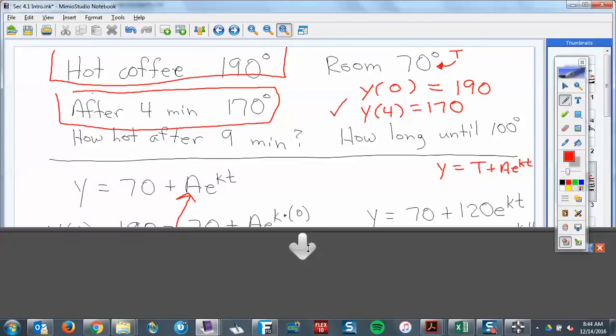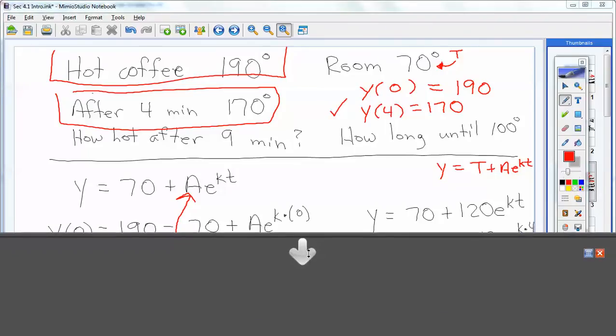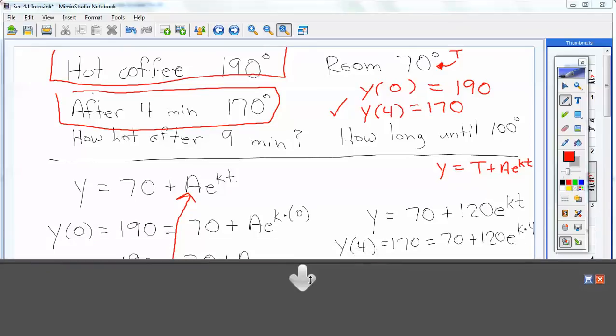Putting that one in. Alright, so sometimes they just tell you the K in the problem, and that's nice. Saves you a step. But here we got to find it. So we put our 4 in for T, and so that's why I wrote Y of 4. I wouldn't have had to, but Y of 4 just reminds me, oh, I'm plugging in a 4. And I have to get out a 170. So my equation is 170 equals 70 plus 120 e to the 4k. Now I got to solve that.